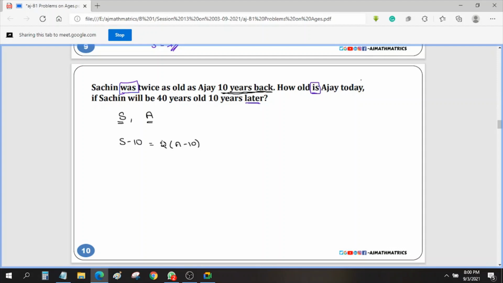So that's why you will end up with a wrong answer. Now here this 10 years back means what? The Sachin 10 years back and Ajay 10 years back. So this is the first statement. Next, how old is Ajay today? Which means A we are going to find.